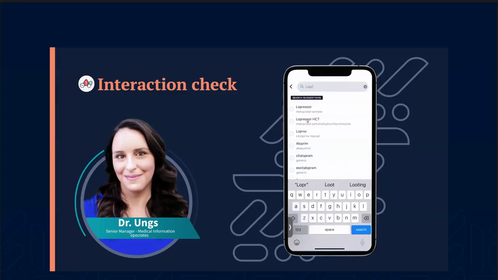Tap on Low Pressure HCT from the suggestions. Low Pressure HCT has now been added to your selected drugs list. To continue building your list, simply start typing the next drug name into the search bar, then select it from the suggestions. Add all of your patient's current medications to the list, plus the new antidepressant Zoloft that you want to prescribe. Now that you have all of your drugs on the list, tap Confirm Drug List.